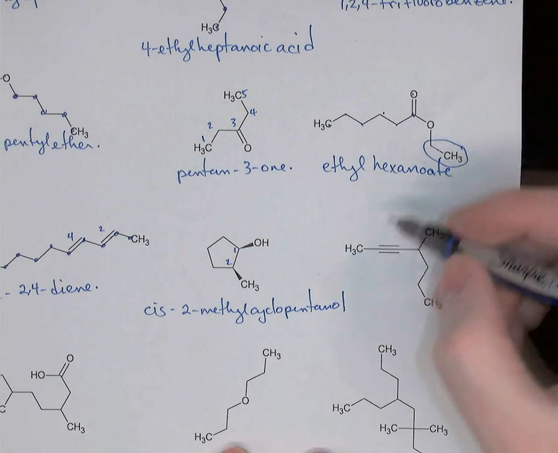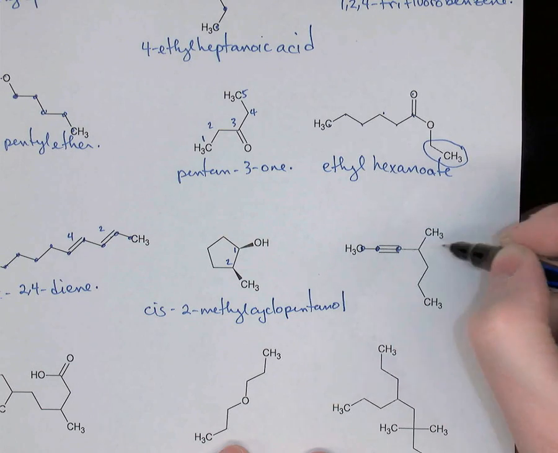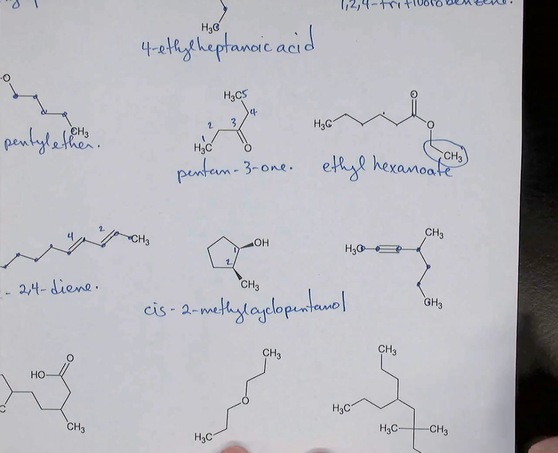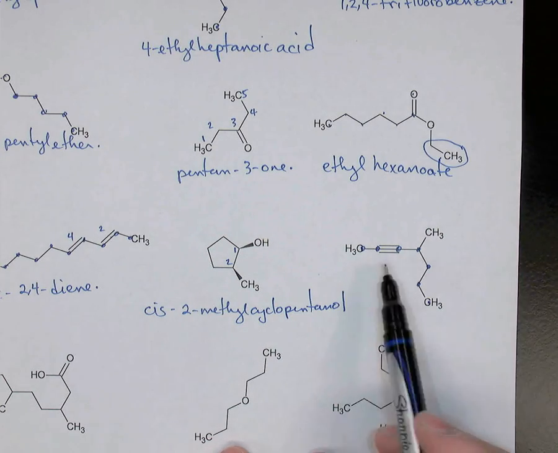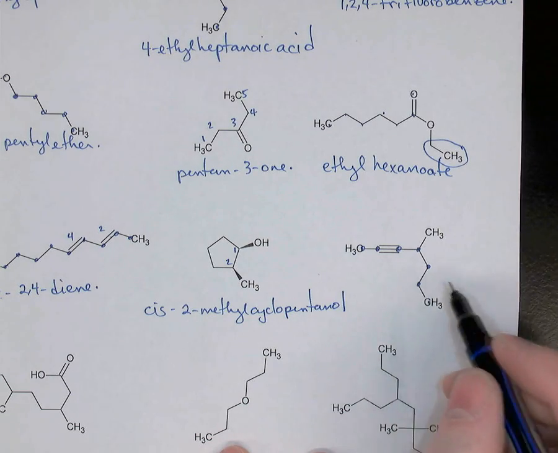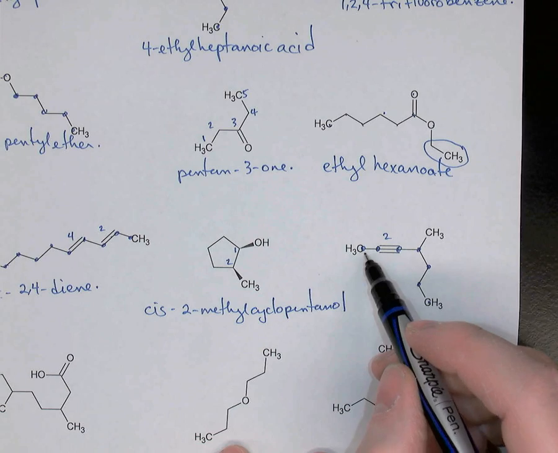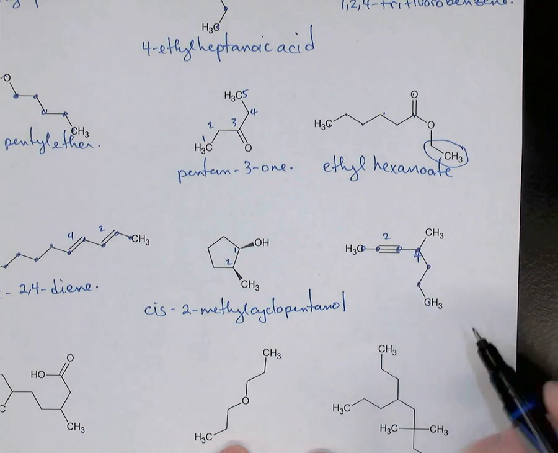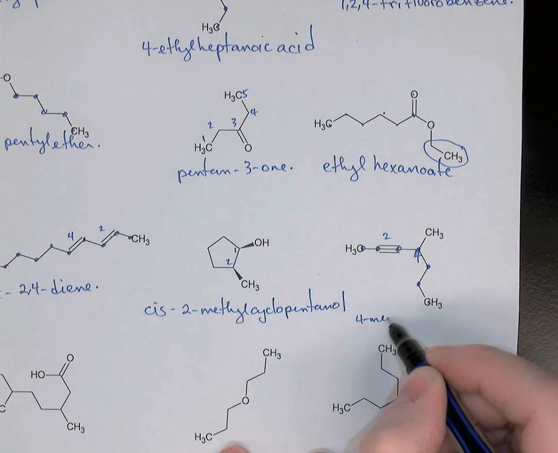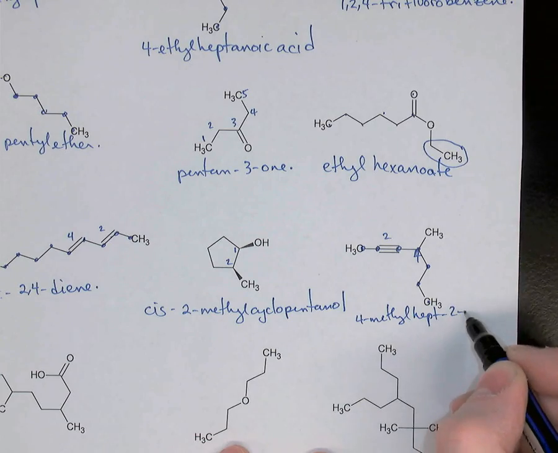Next we have an alkyne again, triple bond, 1, 2, 3, 4, 5, 6, 7 carbons. So it's a heptyne. It's the second bond, so 2-heptyne, that's the triple bond. Carbon number 1, 2, 3, 4 has a methyl branch. So this would be 4-methyl-2-heptyne.